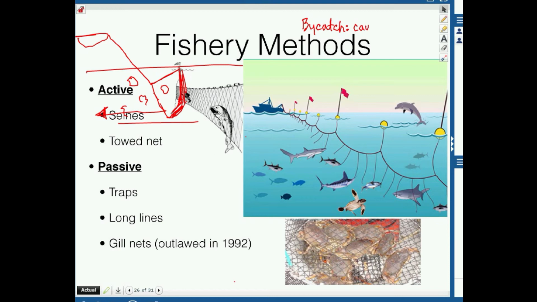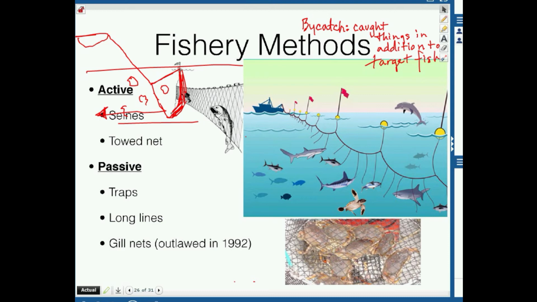So, things caught in addition to the target fishery. Okay, so you could have things like turtles in here, also all sorts of stuff, corals, and whatever you don't want usually just gets thrown over the side of the boat, and then those things usually end up dying. A tow net is kind of the same.